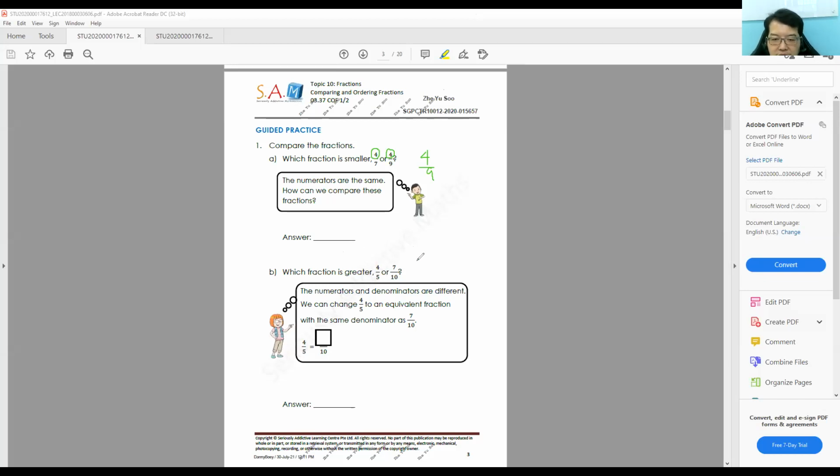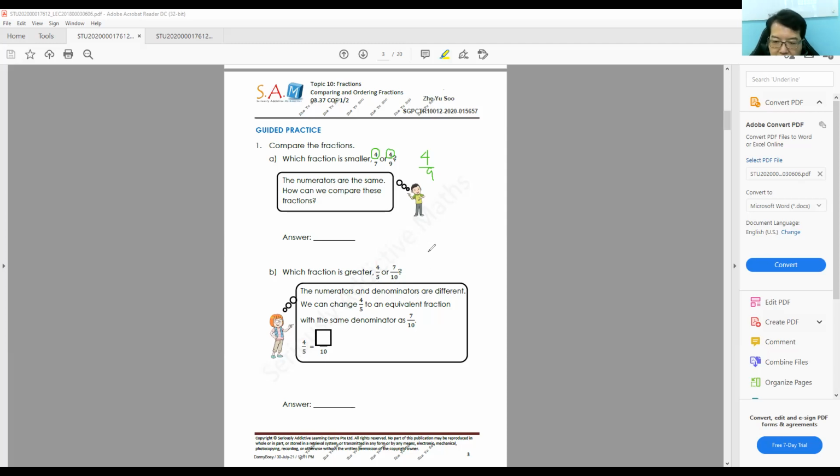Now let's look at the next question. Which fraction is greater, 4/5 or 7/10? This time around, you'll notice that the numerators and the denominators are different. So what method do you have to use? That is right, equivalent fractions. You compare by equivalent fractions. So this is the question: do you make 5 into 10 or do you make 10 into 5? Yes, 5 into 10, because it is easier to convert 5 into 10 than to convert 10 into 5, isn't it? All right, so let's set up.